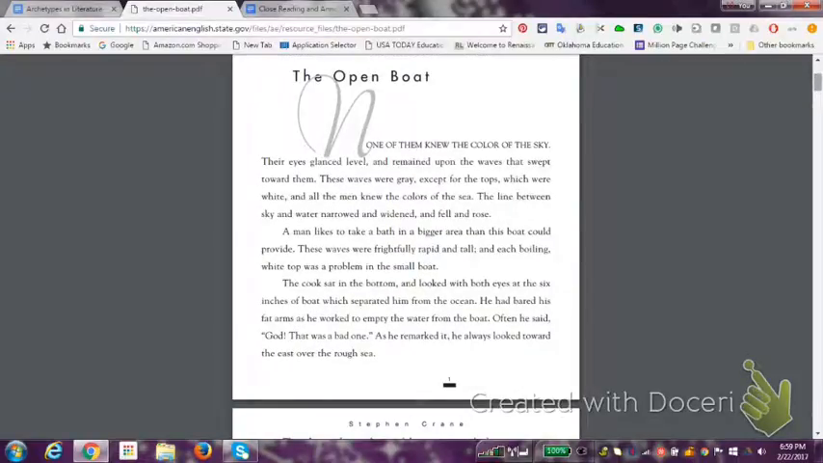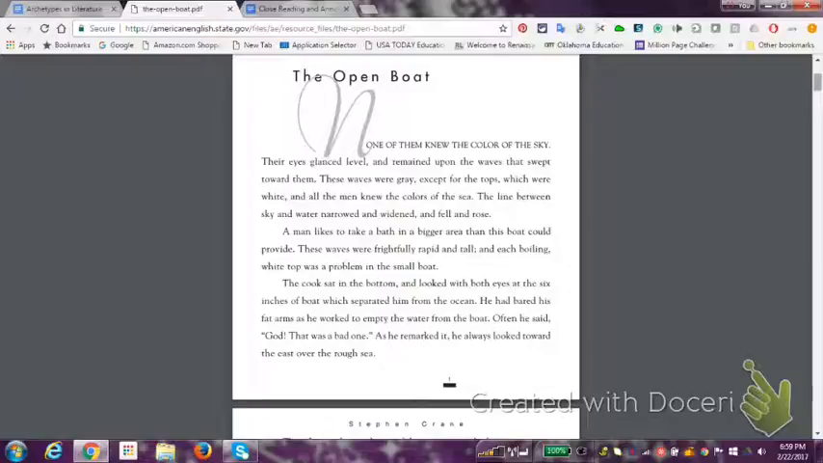You are going to divide this out. So first page, we're looking at, "None of them knew the color of the sky. Their eyes glanced level and remained upon the waves that swept toward them. These waves were gray except for the tops, which were white, and all the men knew the colors of the sea. The line between sky and water narrowed and widened and fell and rose." And so we have a man who likes to take a bath in a bigger area than this boat could provide. "These waves were frightfully rapid and tall, and each boiling white top was a problem in a small boat."